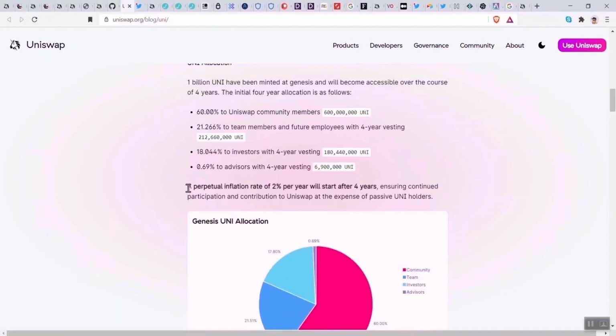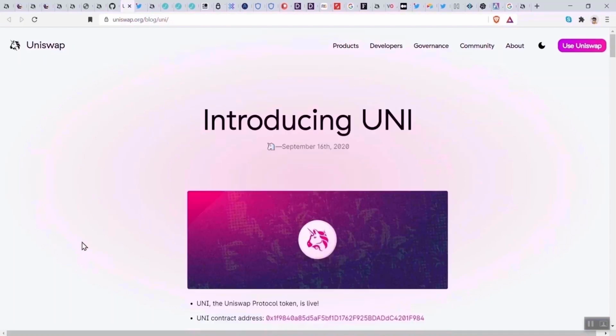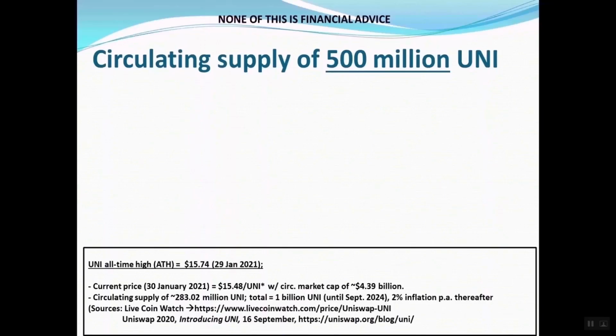And if I scroll back up, where I got the specific 2% figure, for those not looking at the screen, it says a perpetual inflation rate of 2% per year will start after 4 years, ensuring continued participation and contribution to Uniswap at the expense of passive Uni holders. It's clever they've designed this system so that they're getting people constantly engaged or using the token. It's an incentive or a disincentive otherwise. Let's jump into the price targets.